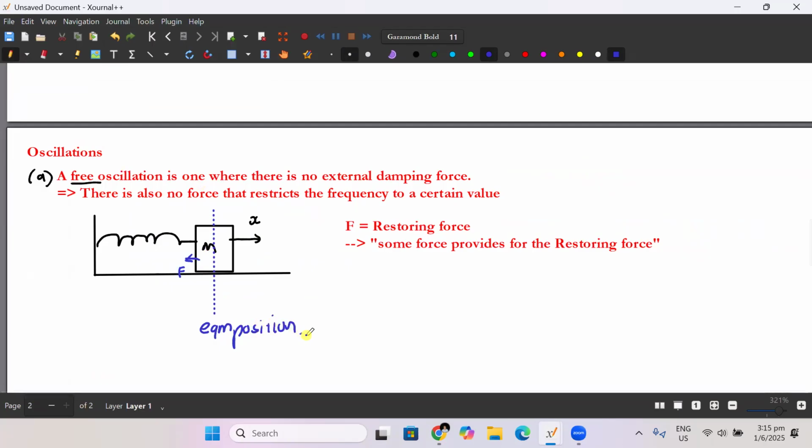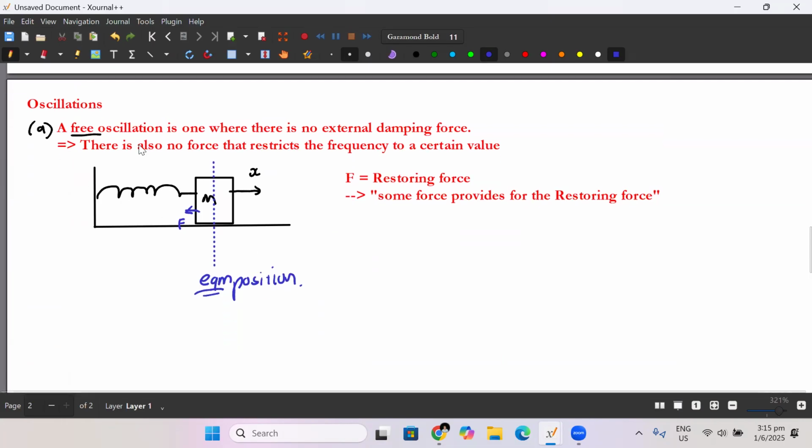If you're wondering why it's called the equilibrium position, it's because there is no resultant force at the equilibrium position, and therefore it's called equilibrium. There's no net force at that position, but anywhere else, there is some kind of restoring force to bring it back. So this is one simple example of a free oscillation.